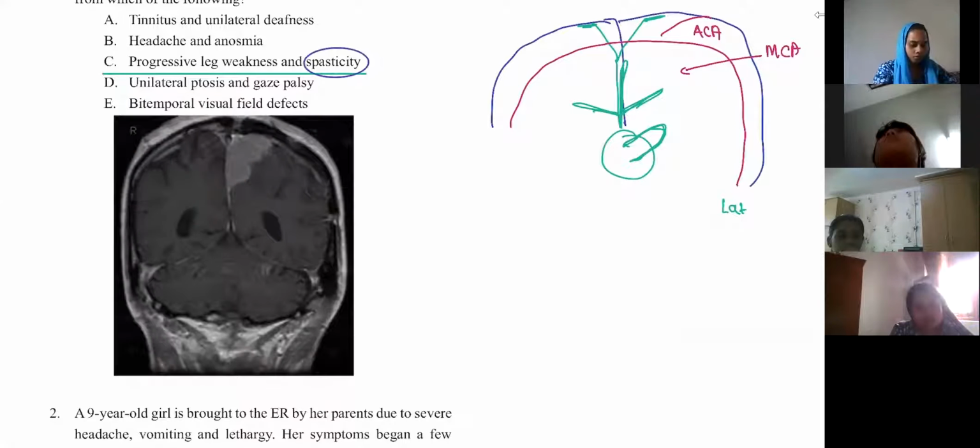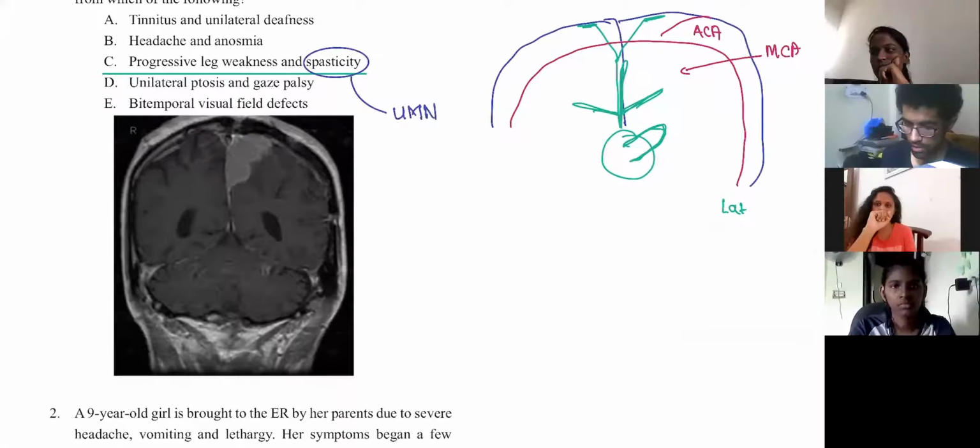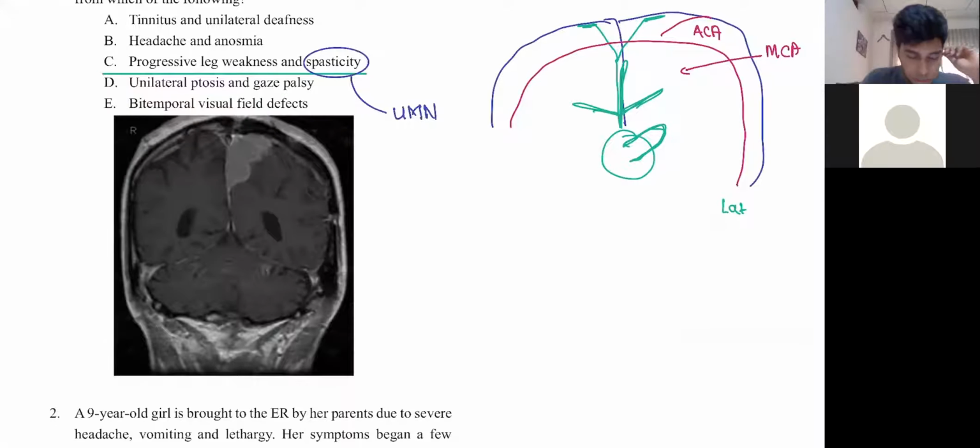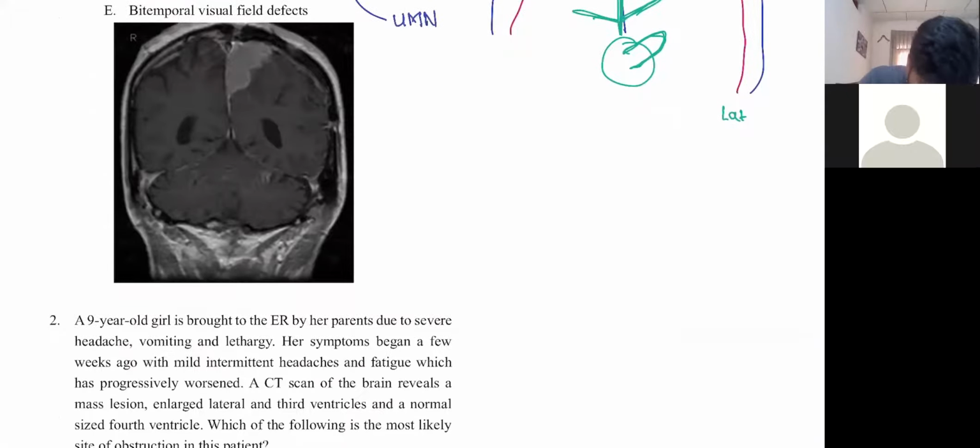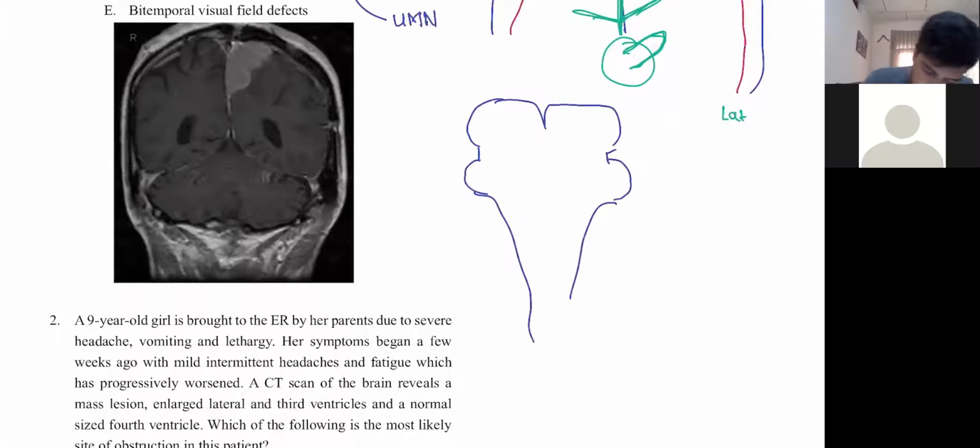This word is important because this means it's an upper motor neuron damage. Those who came for the first class, you should know what that means. So when we talk about upper motor neuron lesions, guys, if you don't understand this, just unmute and ask. Okay, this is an upper motor neuron lesion.